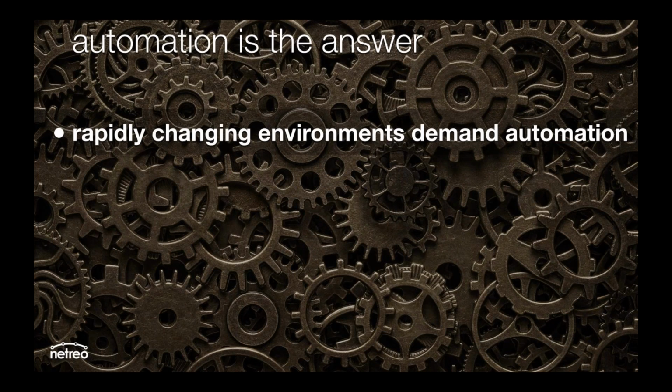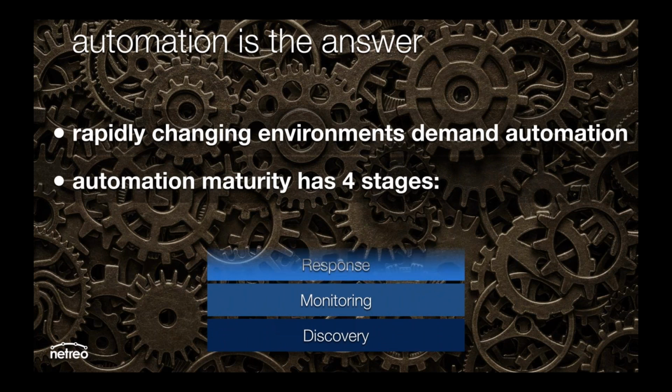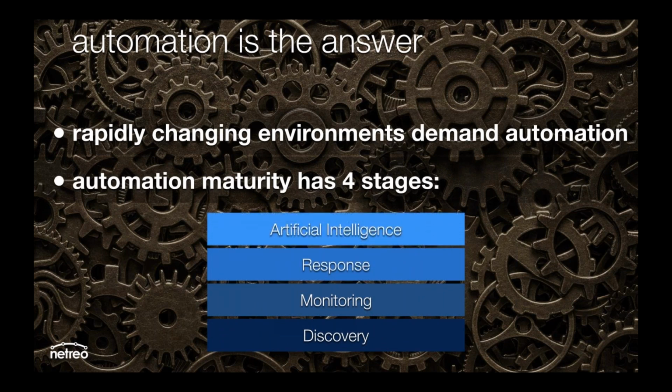So we define automation maturity in 4 stages. And those stages are discovery, monitoring, response, and artificial intelligence. Now, OmniCenter uses 3 of these every day and has been for a while, and we're currently working on artificial intelligence for later this year. So let's take a look at how we define these, and you'll start to see where your organization might be today and where you want to get to.